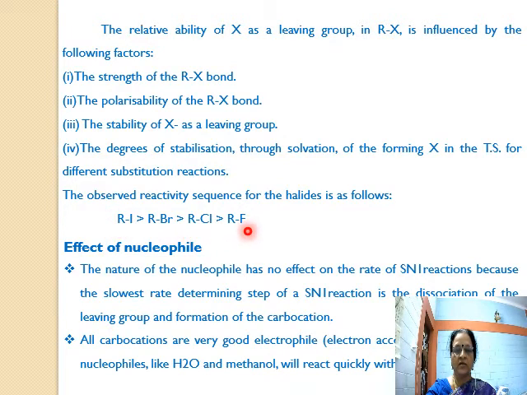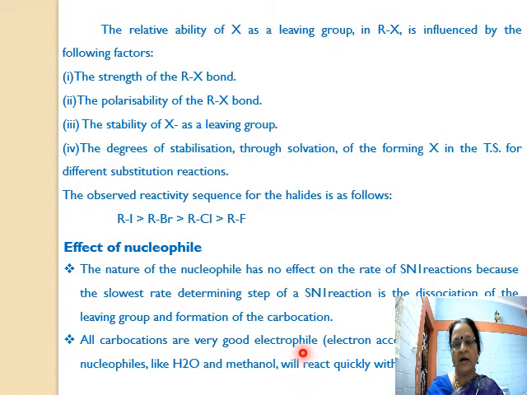bromide, chloride or fluoride. Coming to the nucleophiles, the nature of nucleophiles has no effect on the rate of SN1 reaction, because the slowest step or the rate determining step is the dissociation. Okay, the first step wherein the RX will dissociate to give R plus and X minus. And all carbocations are very good electrophiles. Why do we say very good electrophiles? They carry positive charge.